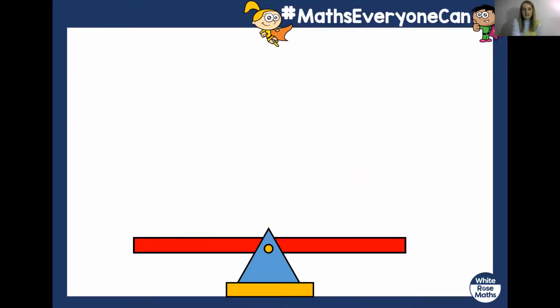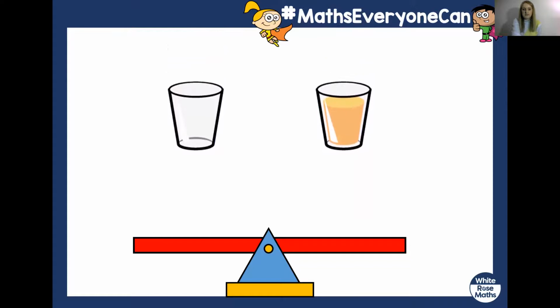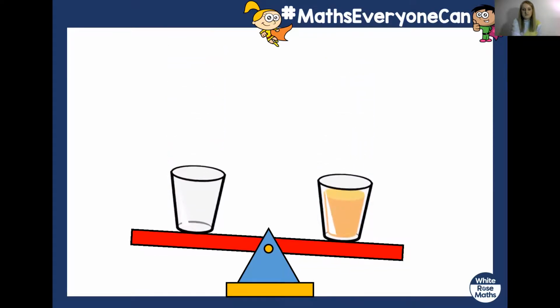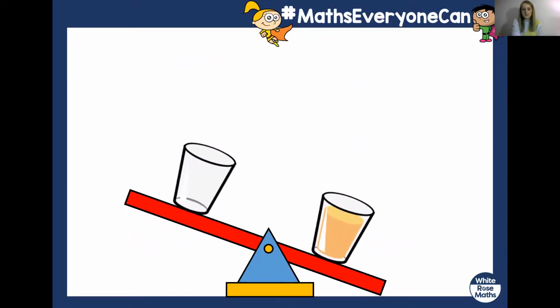Let's see if you can make another prediction. Make a sensible guess. What's going to happen? Can you see the glass, which is full, is heavier and the balancing scale has tipped? The glass that is empty is lighter than the other cup.